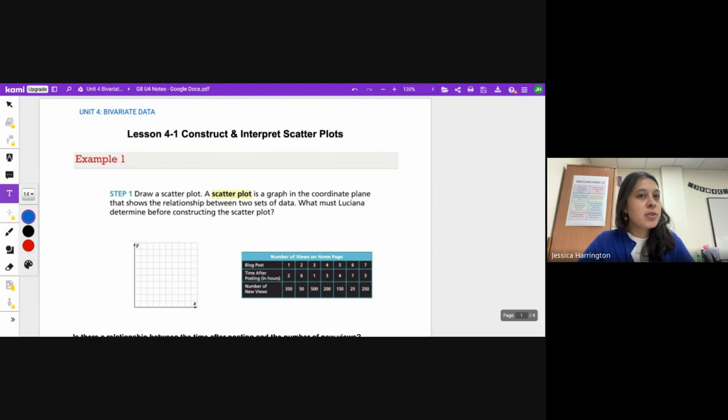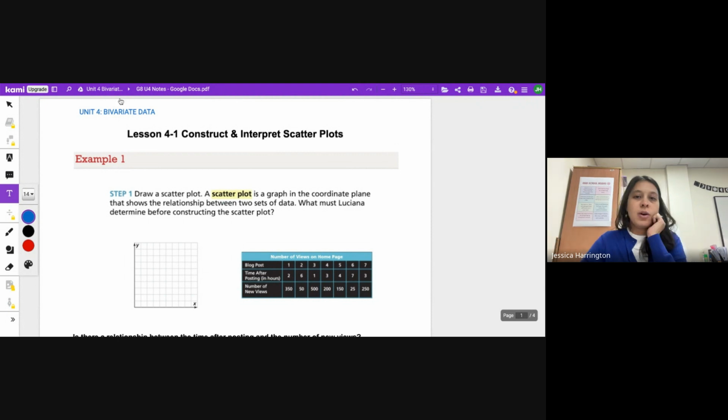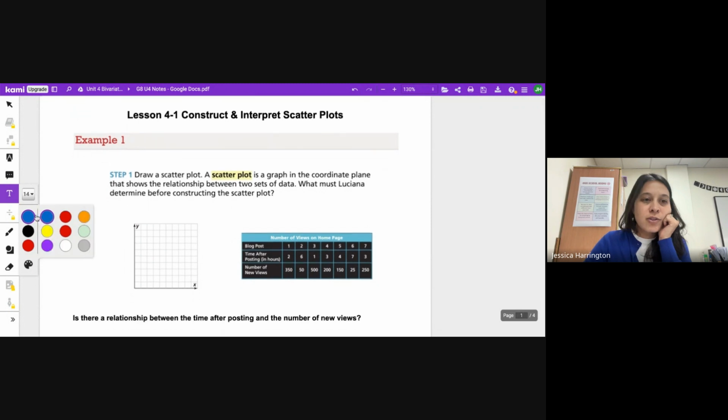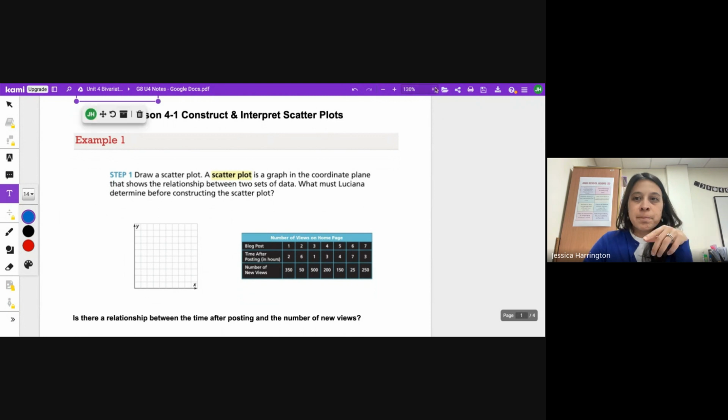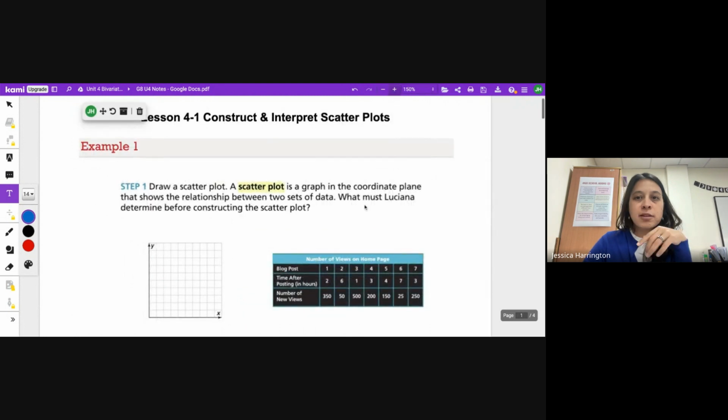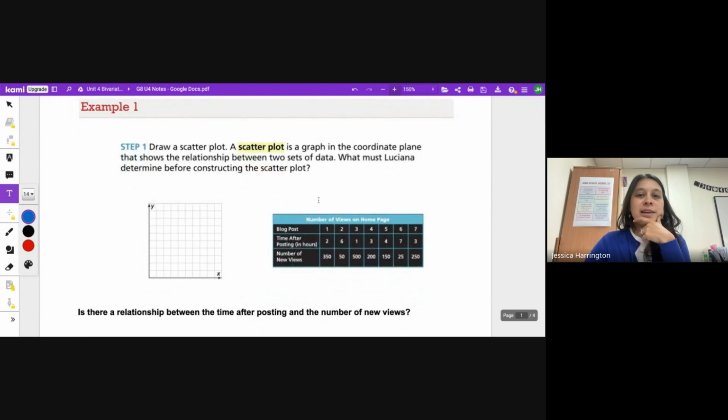So the first one says, draw a scatter plot. A scatter plot is a graph in the coordinate plane that shows a relationship between two sets of data. What must Luciana determine before constructing the scatter plot? So a scatter plot is just a series of dots, right? We're going to put a bunch of dots on this, and then all of those dots are scattered, right? So we're plotting dots.